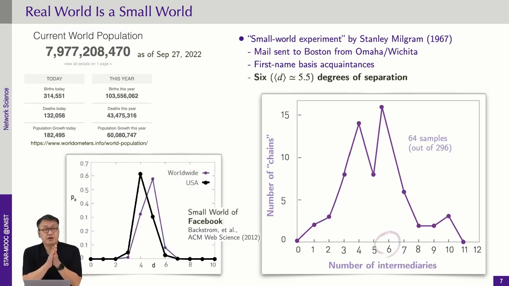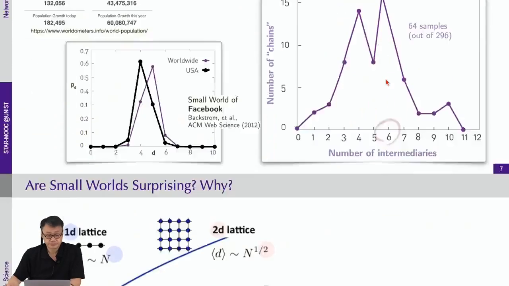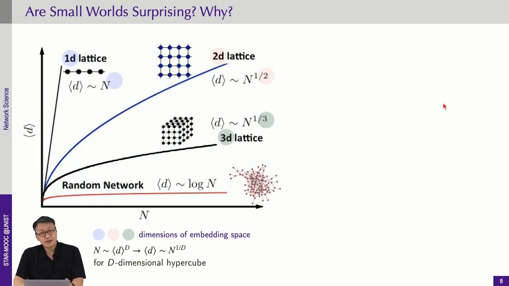A modern version of Milgram's experiment was conducted on Facebook, which shows similar results. It shows a shorter average distance, and that's not a surprise, considering this hyper-connected world. In everyday life, our sense of distance is based on our experience with the Cartesian coordinate system. Particularly in these regular lattices, the system size scales as the distance to the power of the embedding dimension of the lattice. By converting these relations, we get a general result that the distance scales as n to the power of the inverse of the embedding dimension for regular lattices.